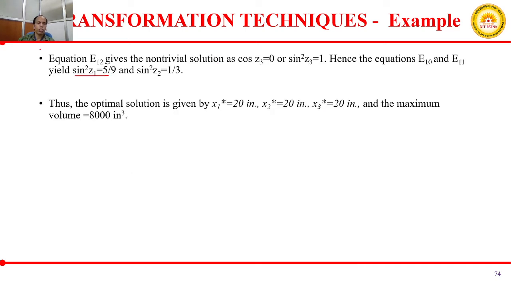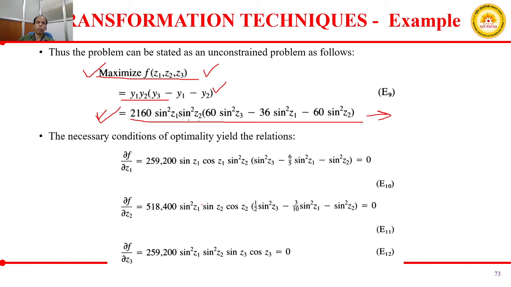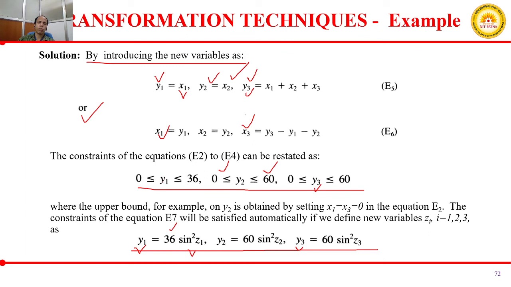Okay, so once you are able to get the values of your z1, z2 and z3, you can put these values in the equation of your constraint, that is y1, y2 and y3. Okay, so through this you will be able to get y1, y2 and y3.